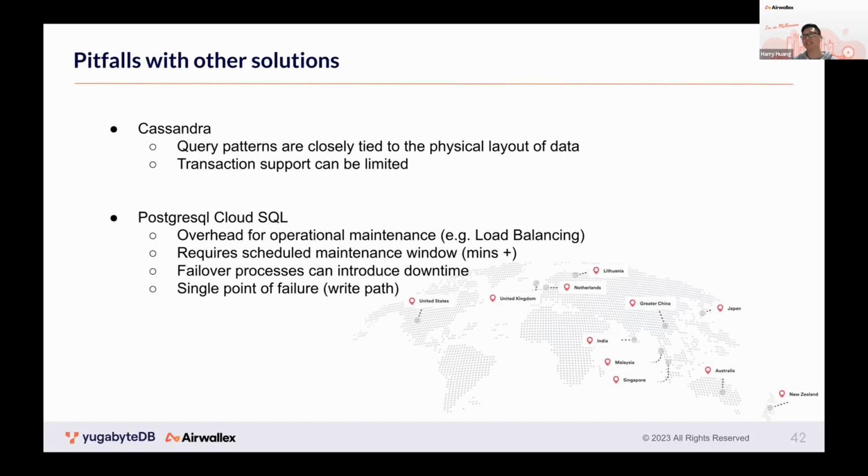But Postgres has its own pitfalls. To begin with, Postgres has a single point of failure. If you want to upgrade your version, or fail over anything, it requires a downtime, requires a maintenance window. For us, the maintenance window is not quite acceptable, especially for the version upgrade schedule, the maintenance window required by the cloud SQL providers.